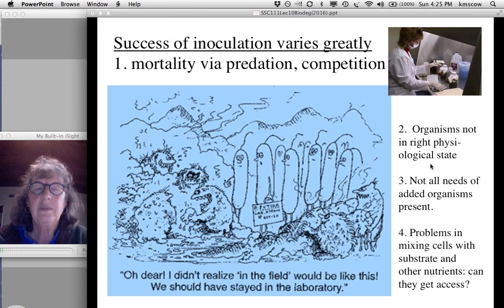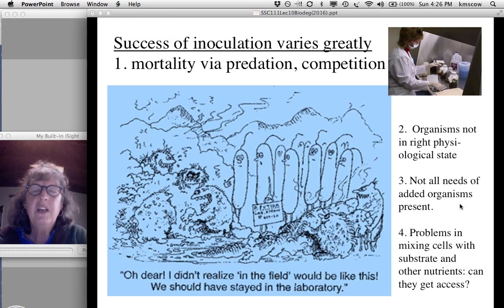Also, the organisms may not be in the right physiological state. They're often going to have been grown up under really great conditions. They're going to be fat and sassy, and then they're going to hit hard times when they hit the soil. There may be things that the organisms need that aren't going to be present in the soil. A lot of times we add nutrients and also an electron acceptor, or whatever might be limiting the reaction, along with the organisms.